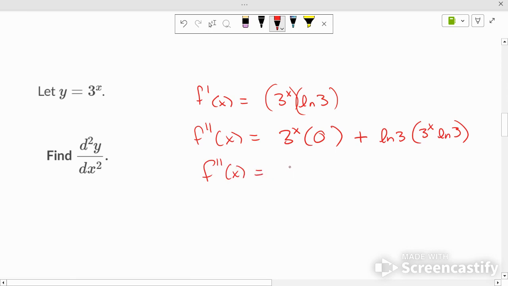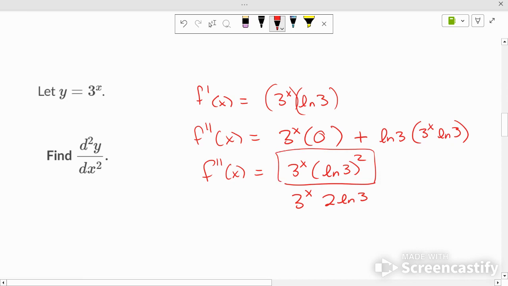So you could say it's 3 to the x ln of 3 squared, if you wanted to, which is, okay, now we're getting into logarithm rules, 2 ln of 3, right? I don't know what format they'll have the answer in, but I would leave it like this myself.